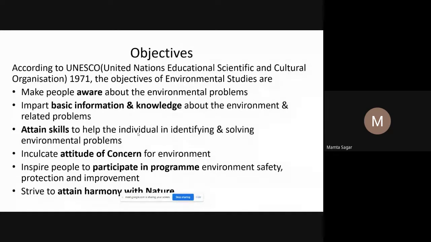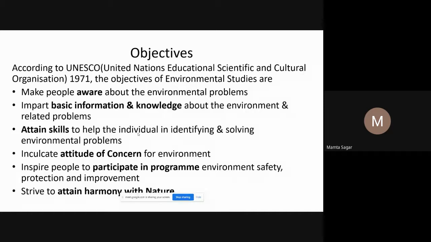Impart basic information and knowledge about the environment and related problems, means we are facing many more problems. Global warming and ozone depletion are not the only ones, so we should have the information and knowledge so that it can be shared with other people also. How are you going to get basic information and knowledge? Now you are studying this subject, so obviously you will have it. Now you know the environment.